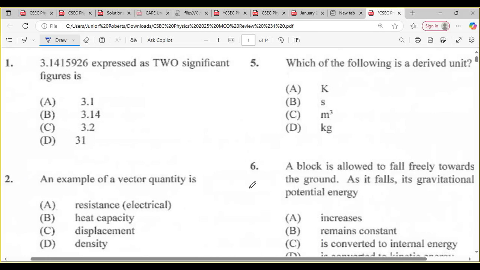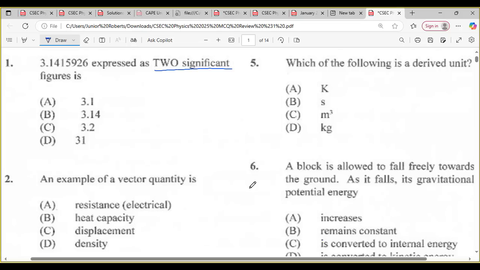It says we have this number 3.1415926 expressed to two significant figures. So they want us to indicate what this would be to two significant figures. So again, we have to pay attention to the terms that are used in this question. So it says two significant figures. Now, that simply means that we must be able to recognize what digits in a measurement are significant. Now, there's a rule which says that all digits that are not 0 are significant. Now, in this case, we see that we have all non-zeros, so it means then that all of these are, in fact, significant. Now, we want to express this number right here to two significant figures.